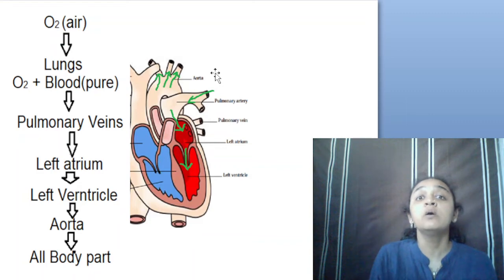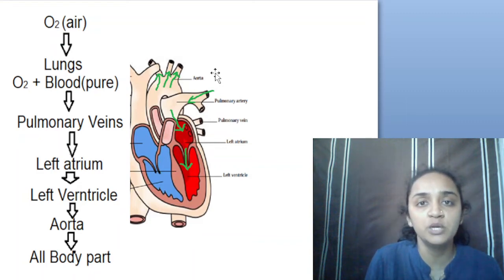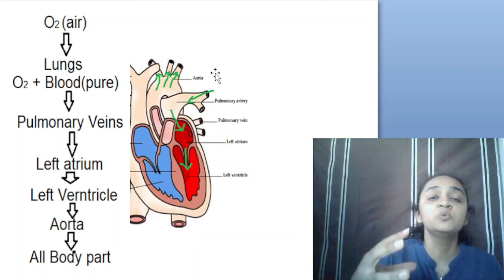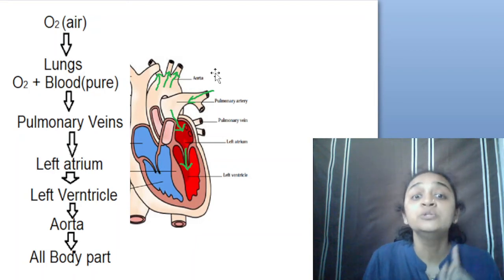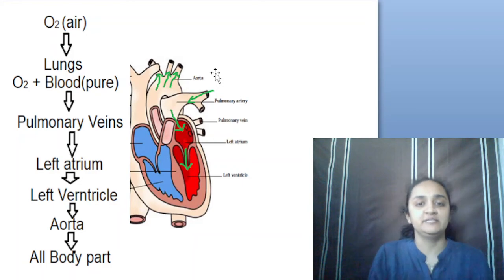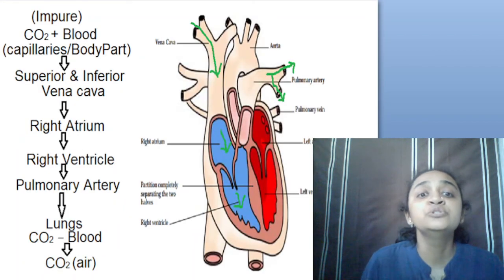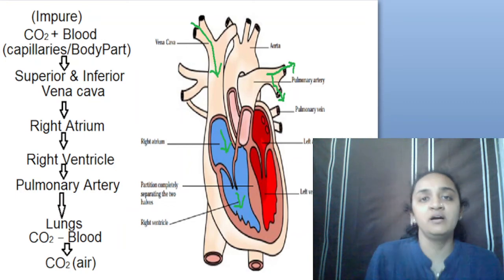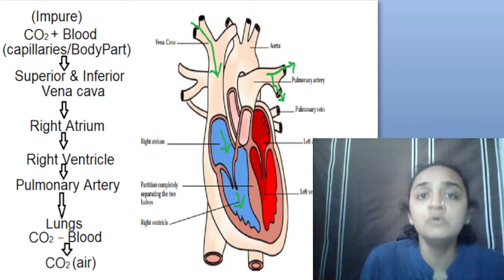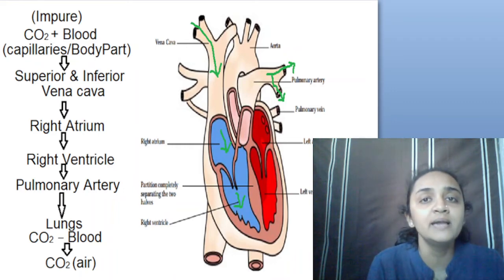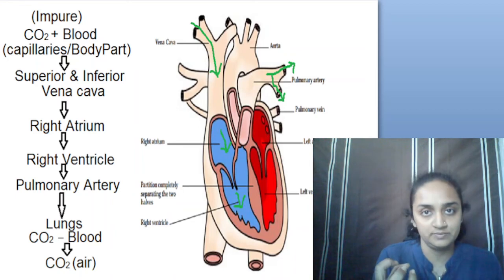So another vessel will carry the carbon dioxide-carrying blood. We know that the aorta is giving oxygenated blood to each and every body part, and the carbon dioxide is moving to the heart through the superior and inferior vena cava veins. Vena cava is the name of the vessel which brings that carbon dioxide-carrying blood into the heart.